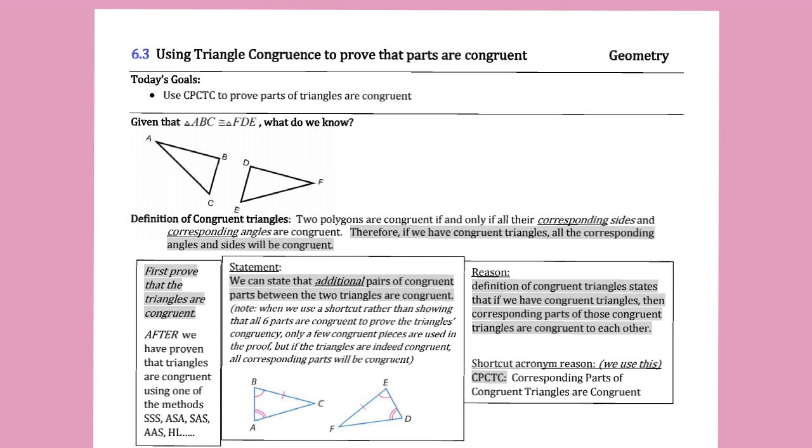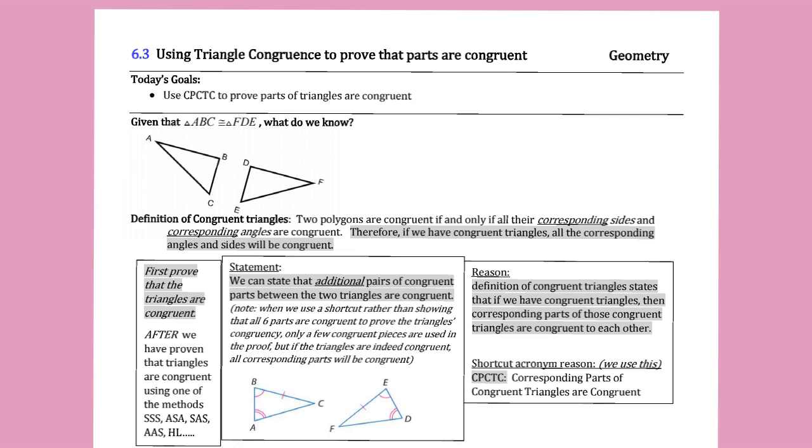All right, so today we're talking about using triangle congruence to prove that parts of triangles are actually congruent as well. So you know that we are allowed to use the definition of congruent triangles to say, hey, if I prove that all the angles and all the corresponding sides of two triangles are congruent, they're going to be congruent. On the other hand, if we use one of the shortcuts we learned yesterday to prove that they're congruent, well, then after we've proved they're congruent, we know that all the corresponding pieces will also be congruent.